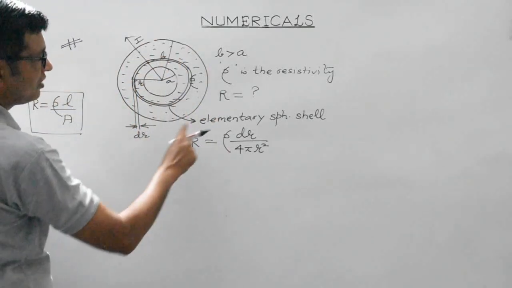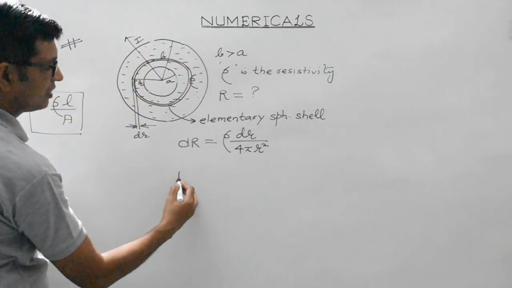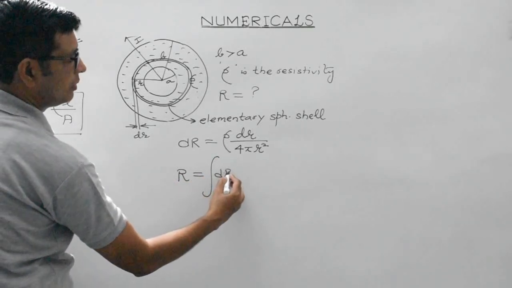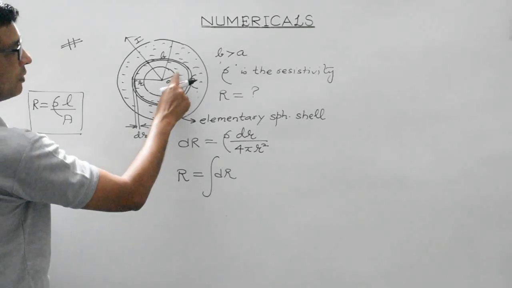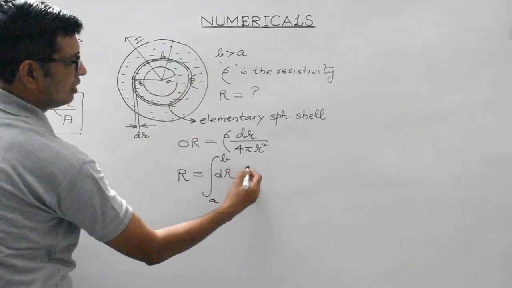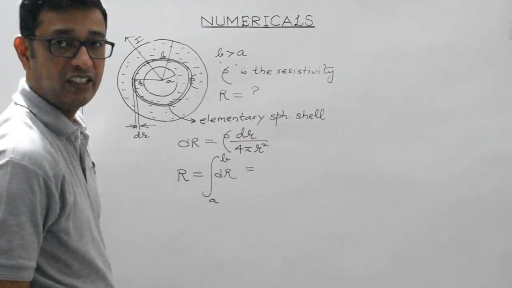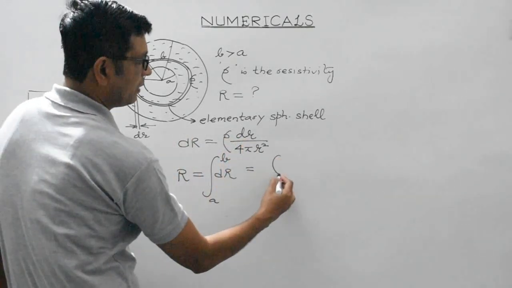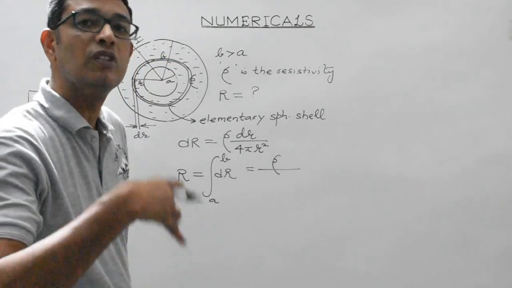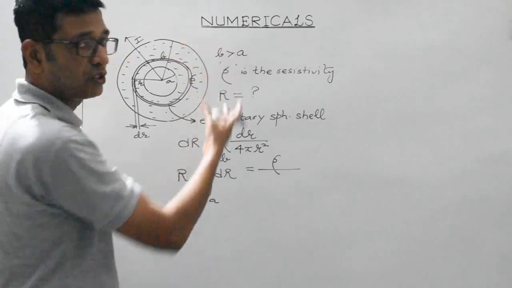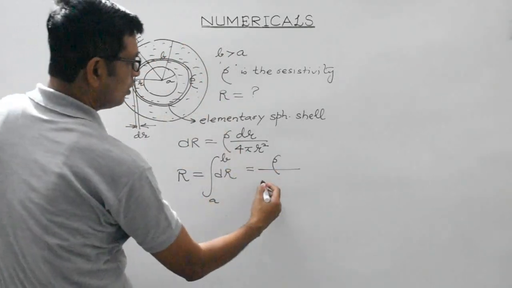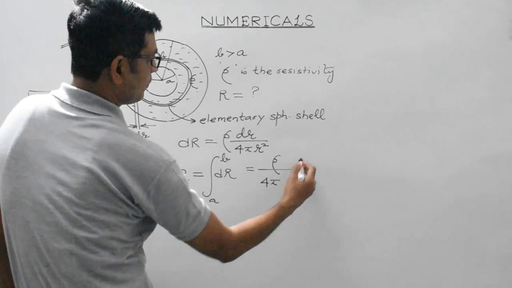So what about the net resistance offered by this entire arrangement? That will be given by an integration of this, taking suitable limits. And what will be the limits? From a to b, right? The constant can be taken outside the integration. Resistivity is constant, it depends only upon the nature of the material of the conductor and upon the physical conditions. Obviously, in this case, we are assuming the physical conditions to remain constant. So rho by 4 pi is constant.